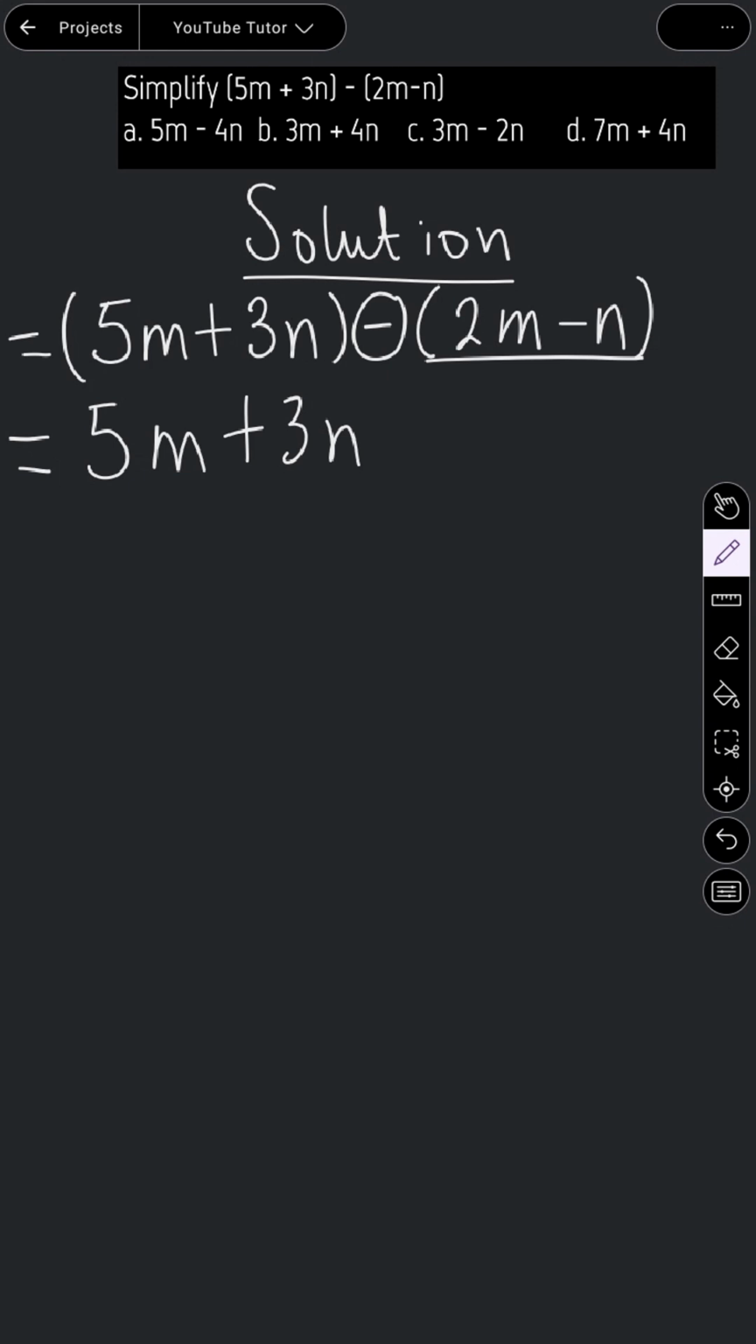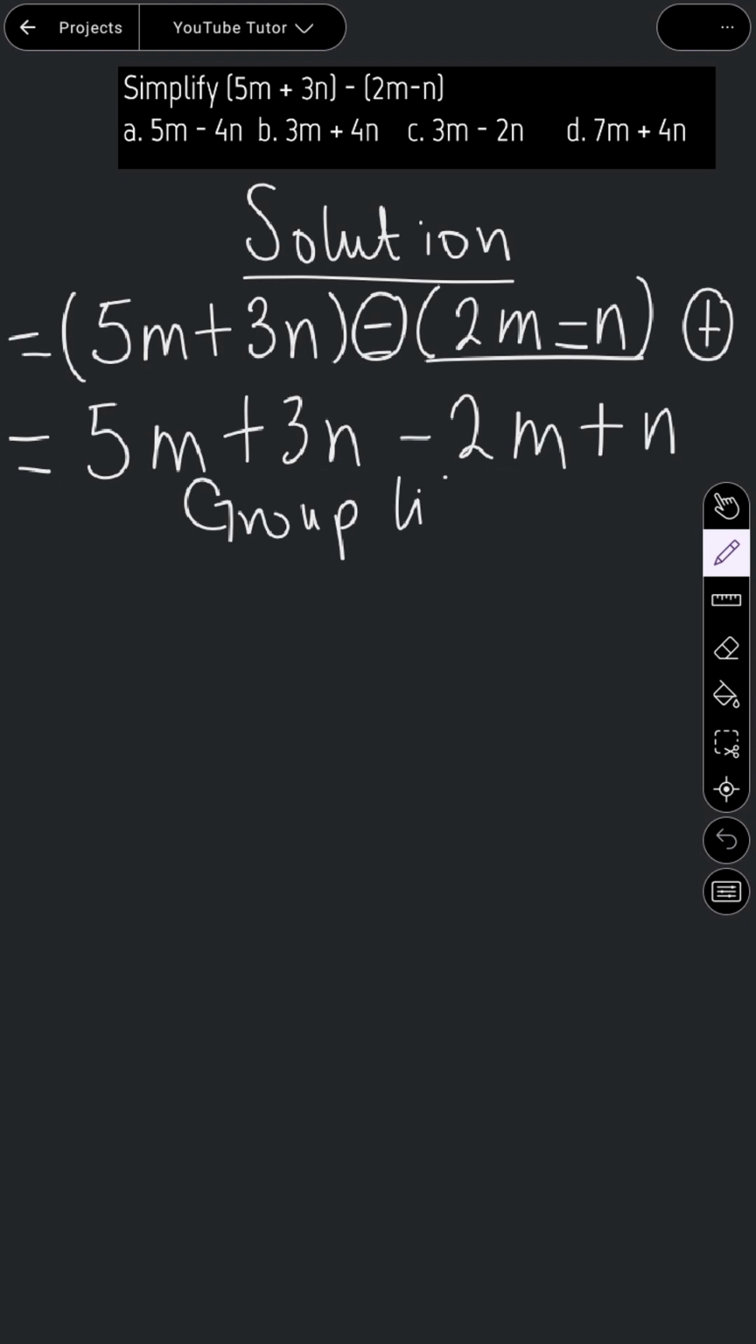So we get minus 2m. This negative makes this become positive. That's integers. So we get plus n. Okay. Now from here, what do you think we are going to do? If you said grouping like terms, then you are right, because we are actually going to group like terms.